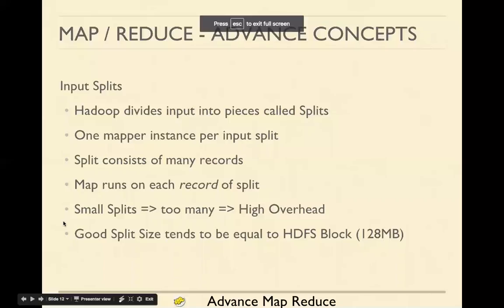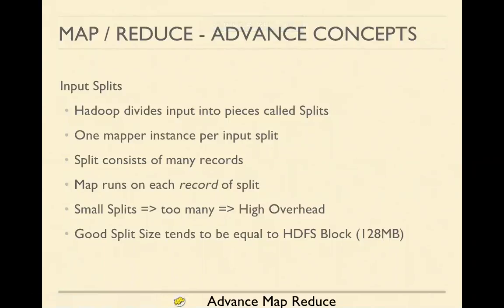Okay, so again, the same thing we've discussed. Hadoop divides input into pieces called splits. One mapper instance per input split. For the entire set of records in an input split, it creates only one instance of the mapper, so that it doesn't have to keep creating instances. It is like initializing the mapping process only once and calling it many times.